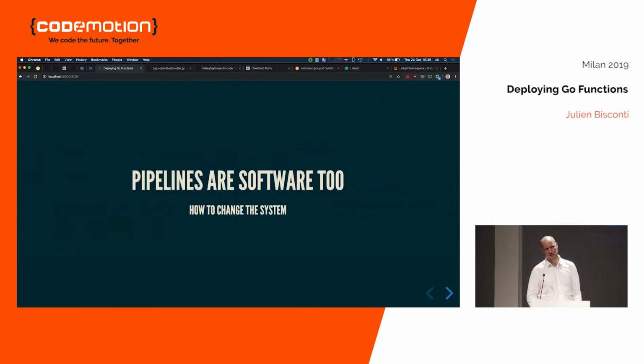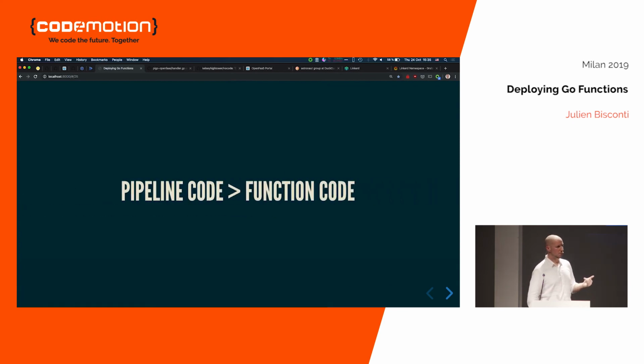And so why do we deploy Go functions? Because pipelines are software too. Build pipelines or test pipelines are the way you apply change to your system. And usually the code of the pipeline is much bigger than the function code, meaning that you can focus on the pipeline, and the code is very much faster to get feedback on.